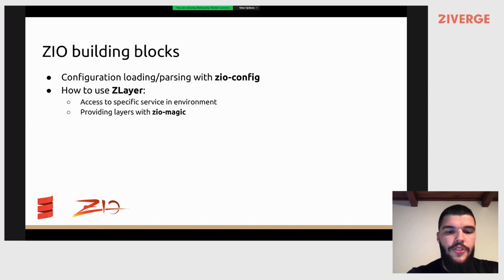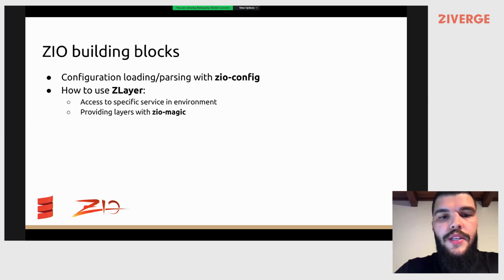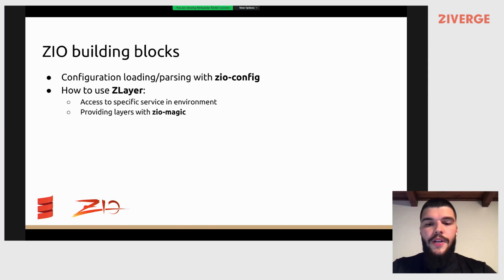Now, let's check how we can use ZLayers as a dependency injection mechanism, how to access a specific service in the environment of some effect, and how to provide a layer to an effect with ZIO magic, because using plain ZIO with layers can be really hard. And fortunately, ZIO magic saves us from that work.